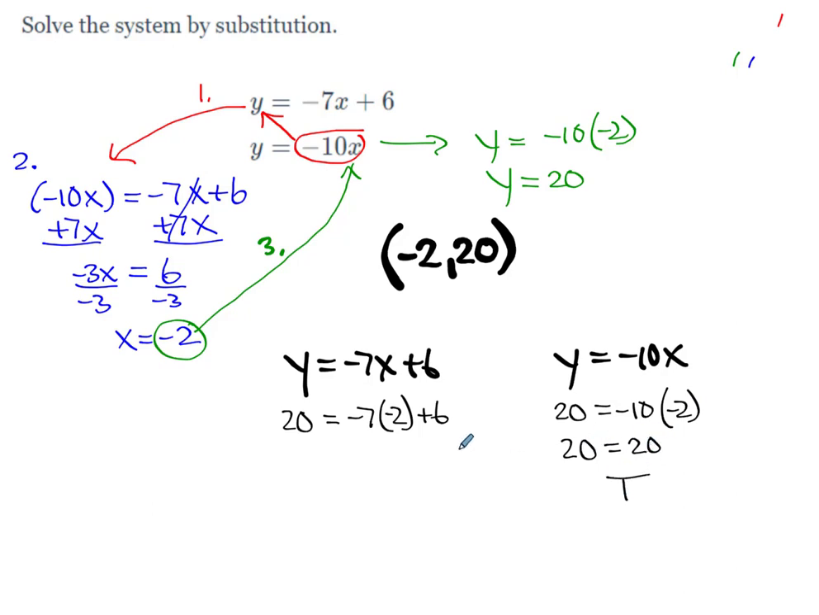Over here, we're going to have to multiply negative 7 times negative 2. So I've got 20 is equal to 14 plus 6. And over here I have 20 is equal to 20. And since I have a true statement for both of them, that guarantees that my ordered pair of negative 2 comma 20 is actually a solution. And it guarantees you didn't make a mistake.